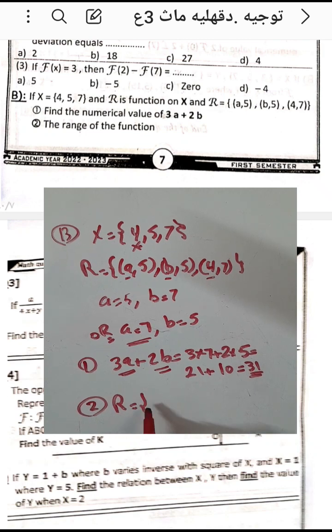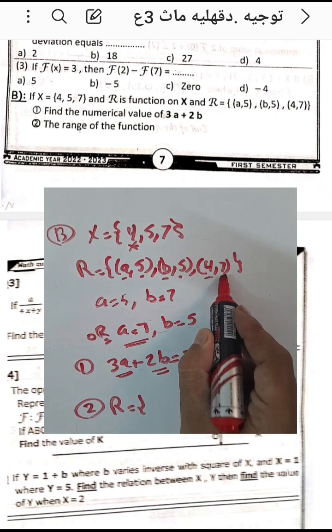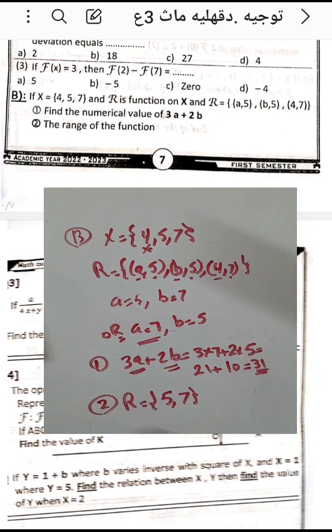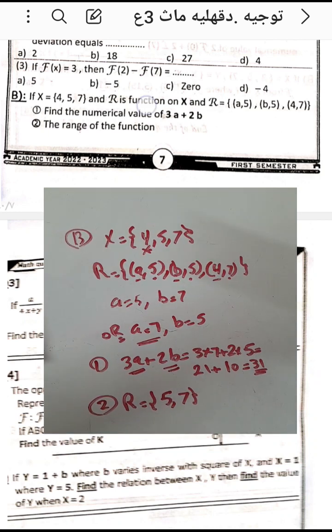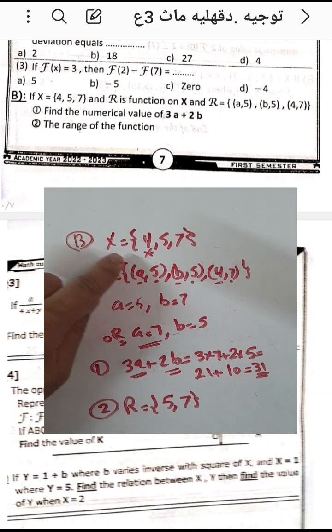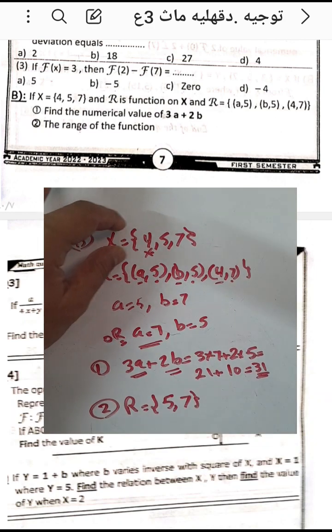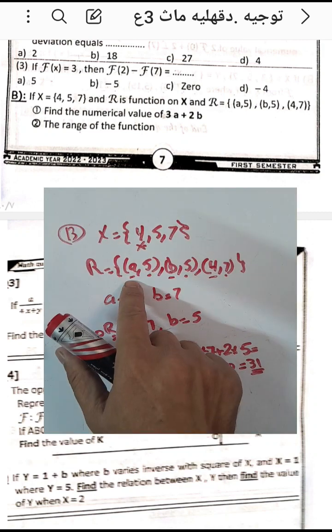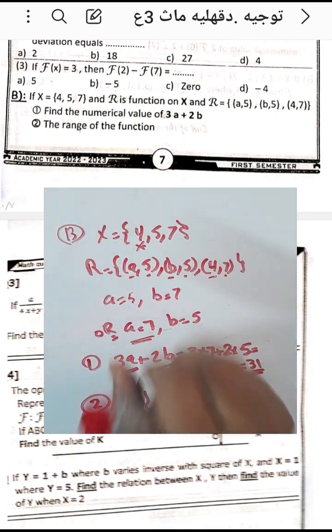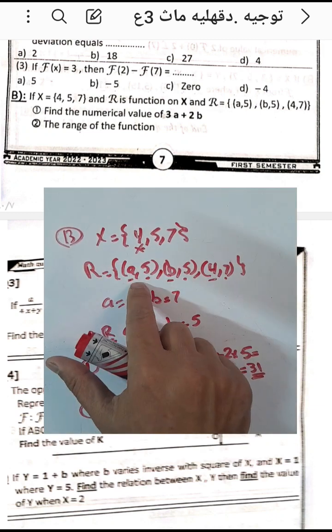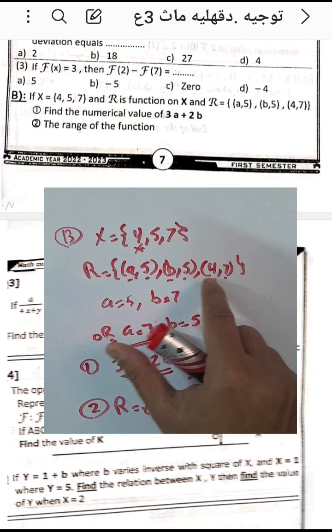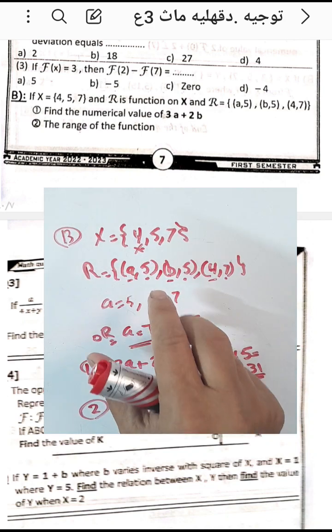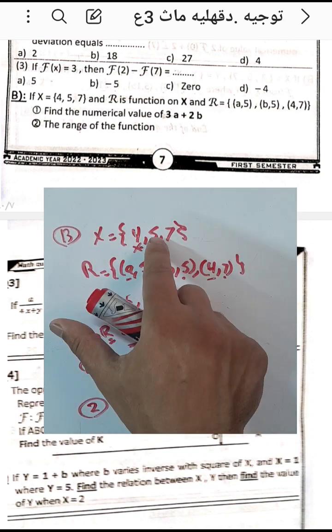The range here will be the image: 5 and 7. Understood? Because we have the function here. The function means each point in x, or each element in x, can see one only in the first projection about the order. 4, 5, 7. We have 4 here, then a will be 5 and b will be 7, or the inverse, a equals 7 and b equals 5.